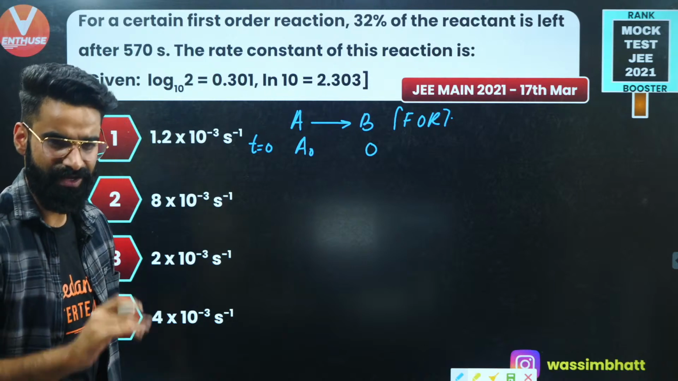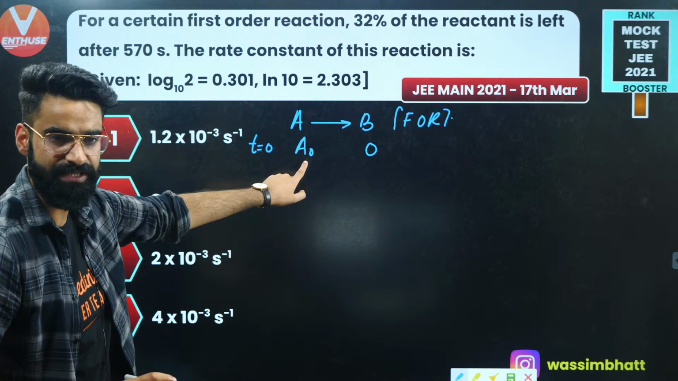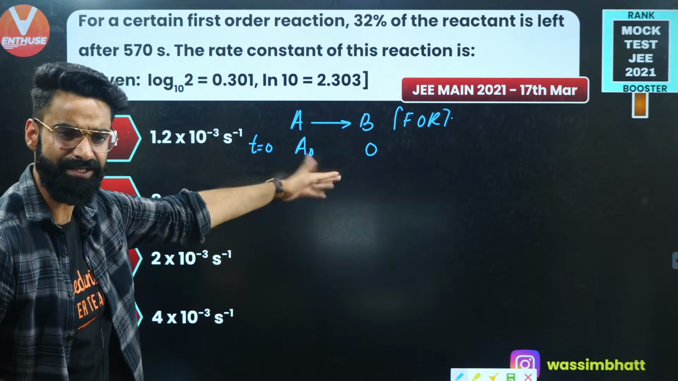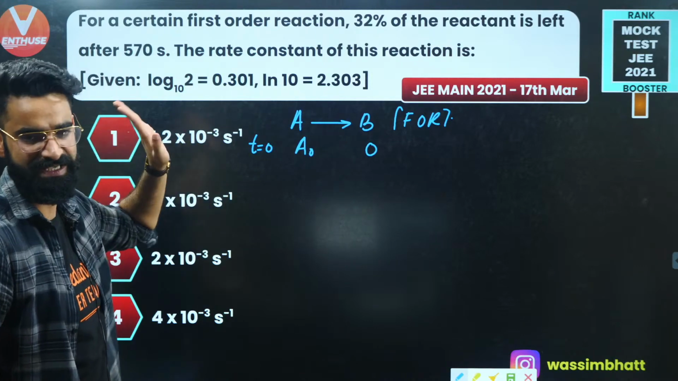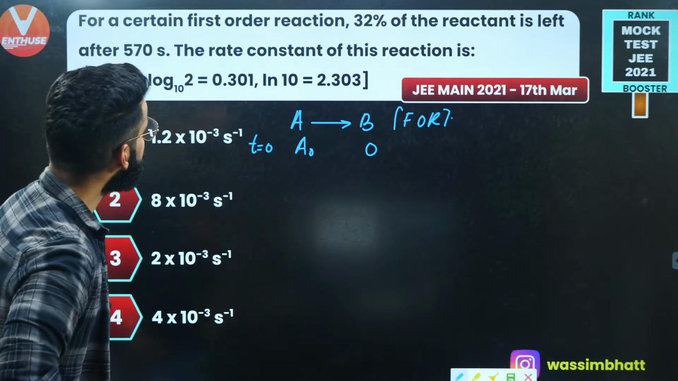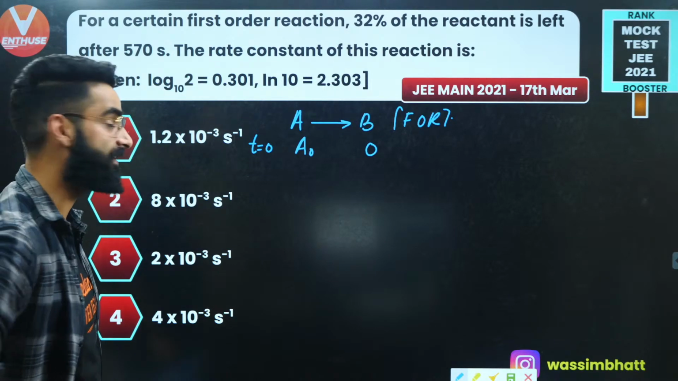It's a first order reaction. I'm assuming the concentration of reactant initially at time t equal to 0 is A0, yes? Since the reaction has not started yet, the concentration of product right now will be 0 at time t equal to 0, correct? Now, for a certain first order reaction, 32% of the reactant is left after 570 seconds.